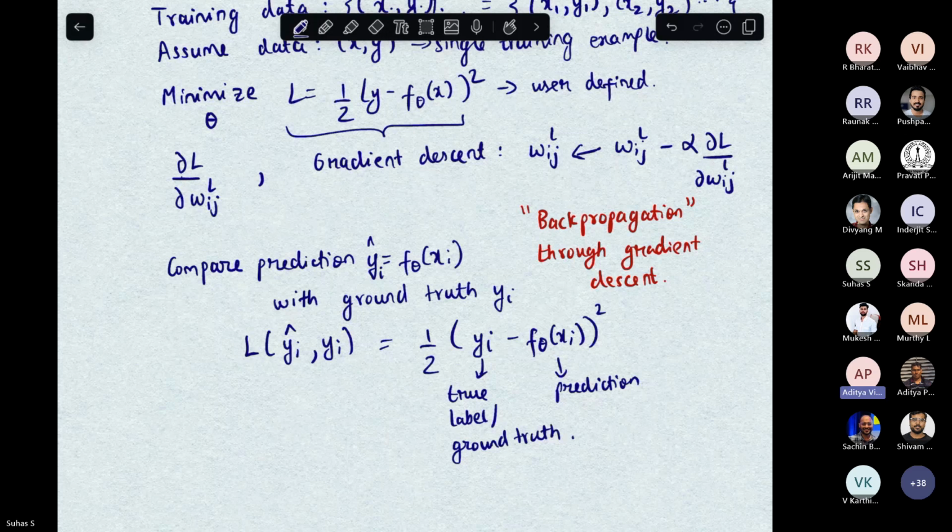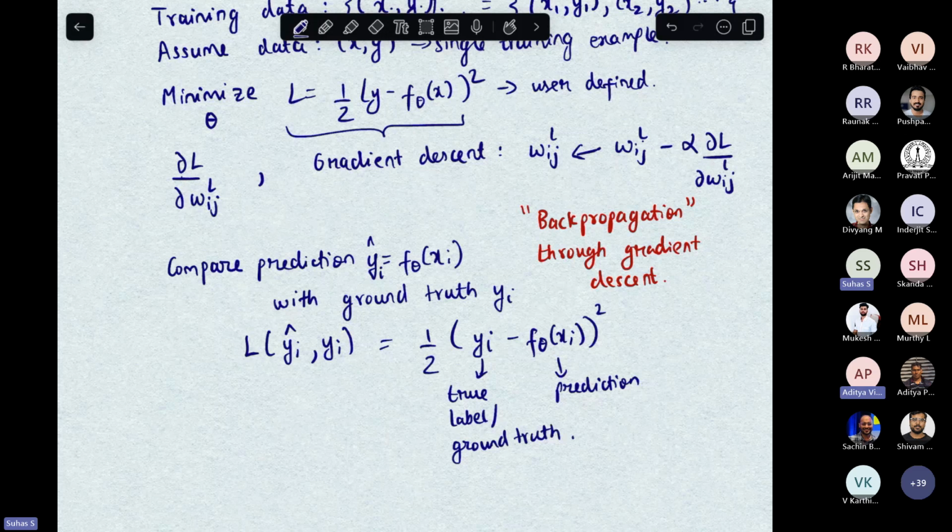Yes, but the loss will be the same. Even if the f naught prediction is higher by 5 compared to the truth, or lower by 5, the loss function will give you the same value, right? Yes, it will. So then how do we know whether we have to increase the weights or decrease the weights in that scenario?